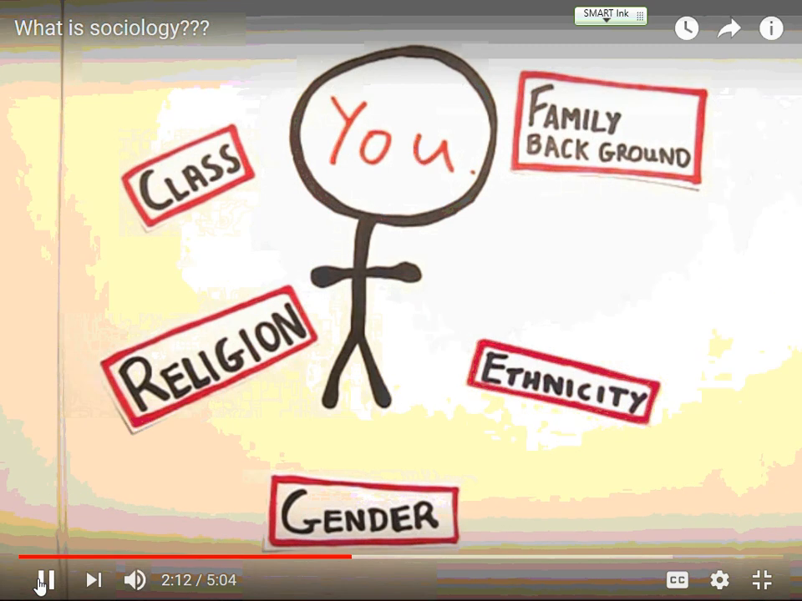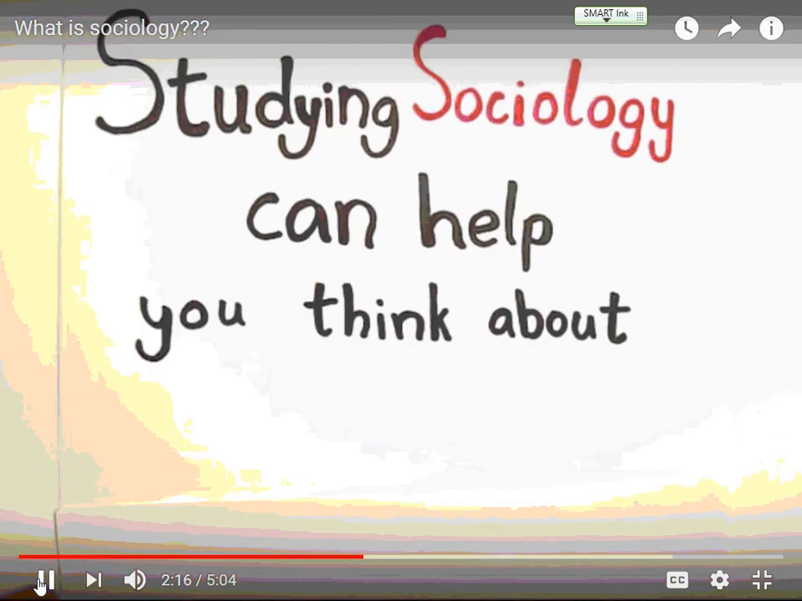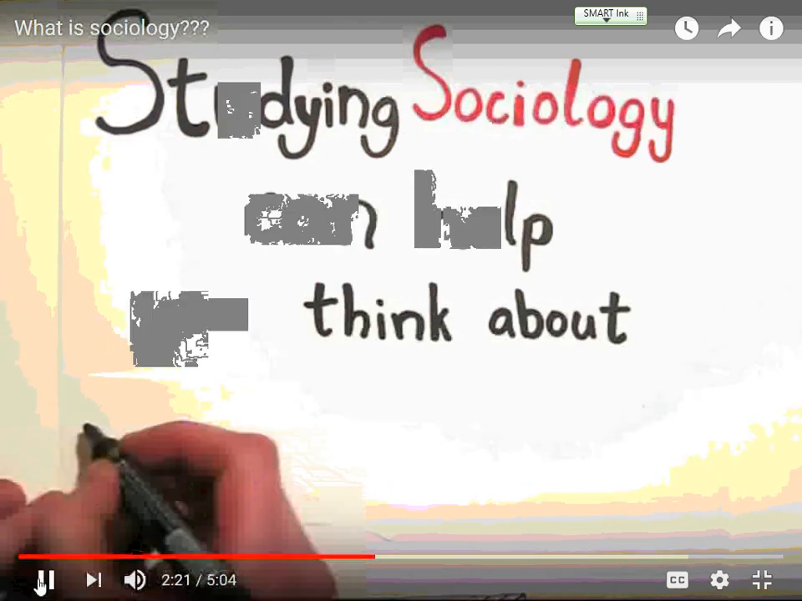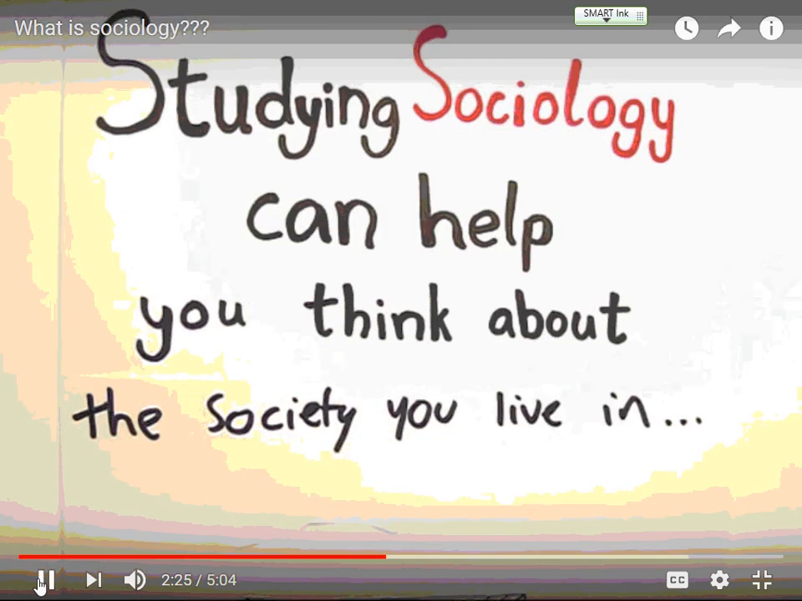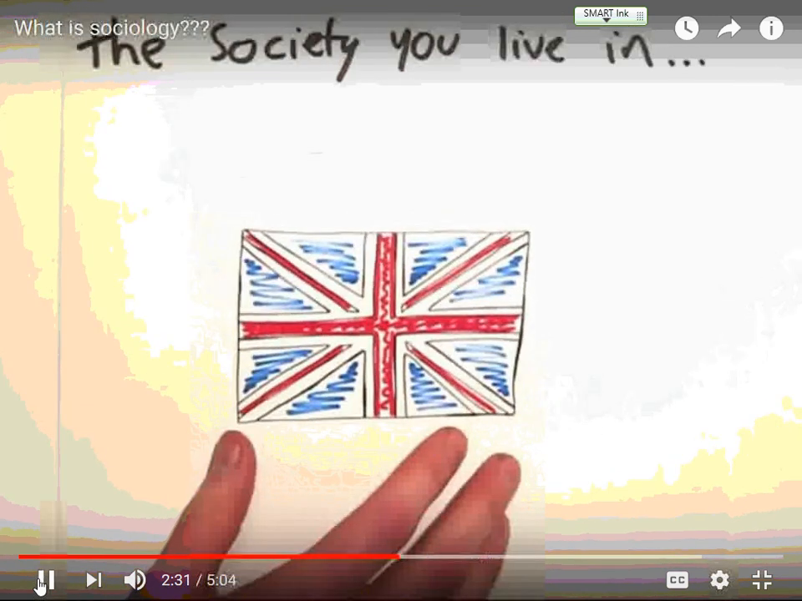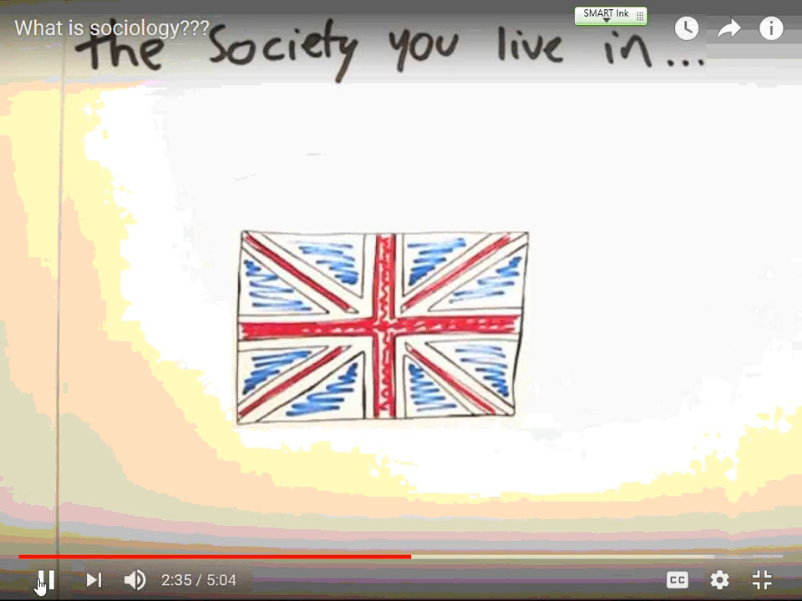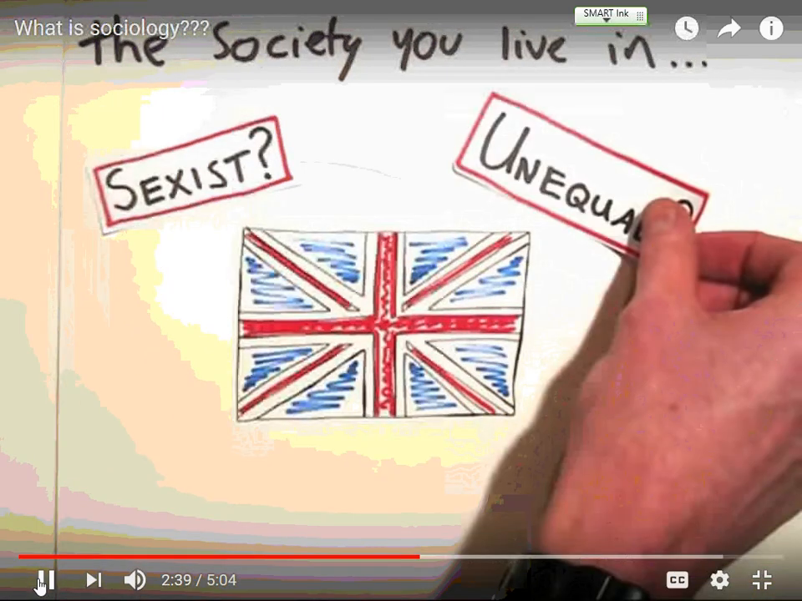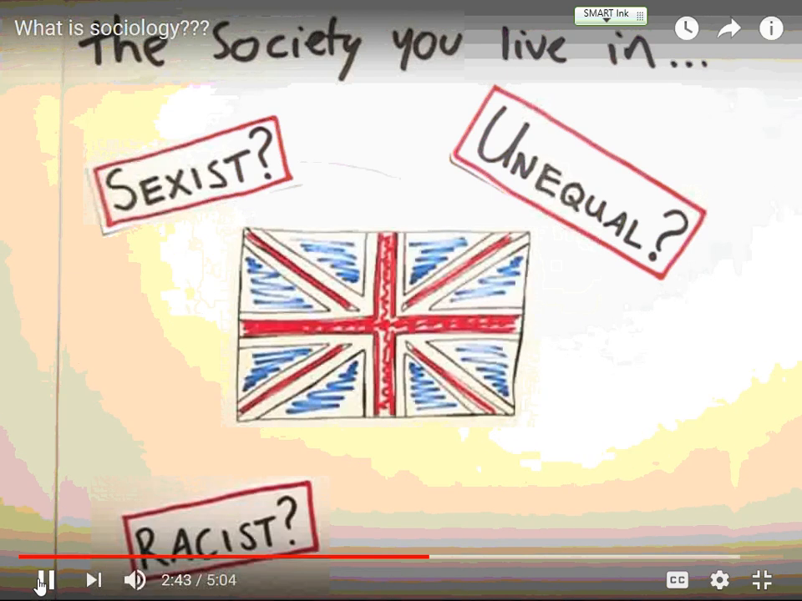Sociologists are interested in all these things and investigate how they affect our lives. Studying sociology can help you think about the society you live in and how it affects your life. What kind of society do you live in? Do you think Britain is a good society? Is it sexist? Are people equal or unequal in terms of their money and wealth? Is there a problem with racism in our society? How big a part does tradition play in British life?